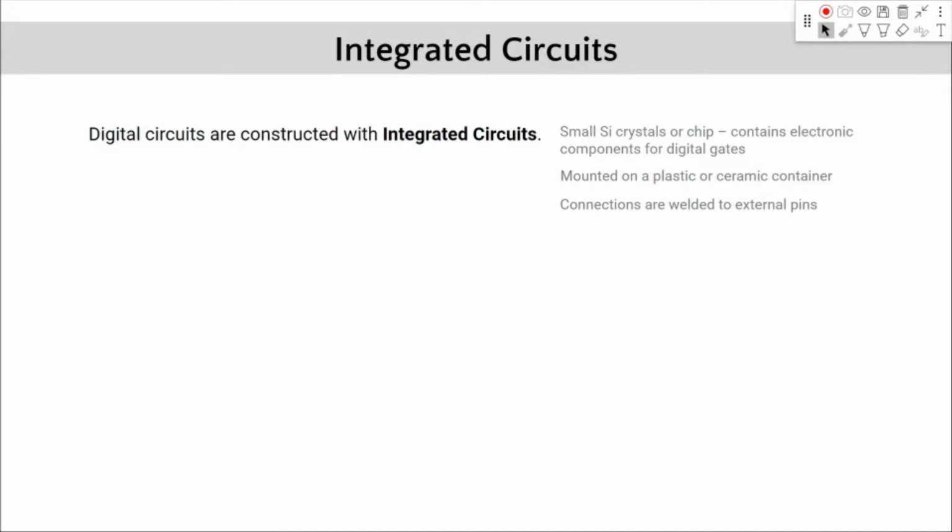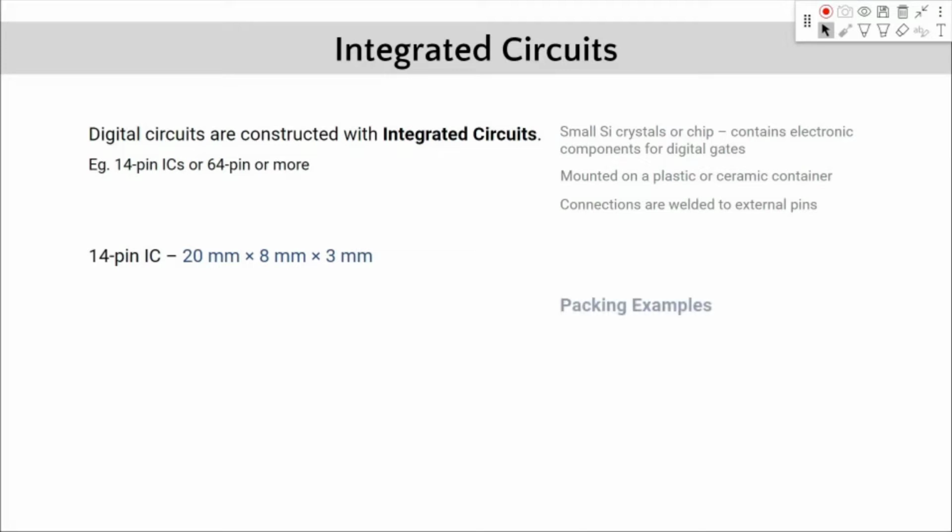So the ICs that you have been seeing so far, you all know that there are external pins which are welded, right? So the actual connections are then welded to the external pins. Now, an example of this is a 14-pin IC. For example, 7400 that you have been using in digital logic. There can be a larger IC like 64-pin or even more. A typical size of a 14-pin IC, the one that you've been playing around with, is around 20 mm by 8 mm by 3 mm.